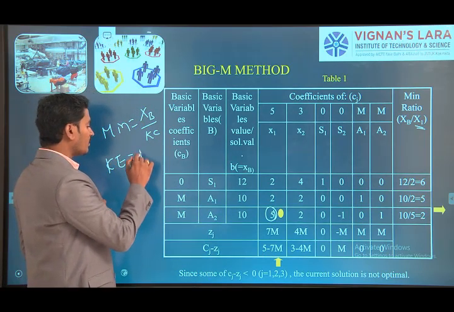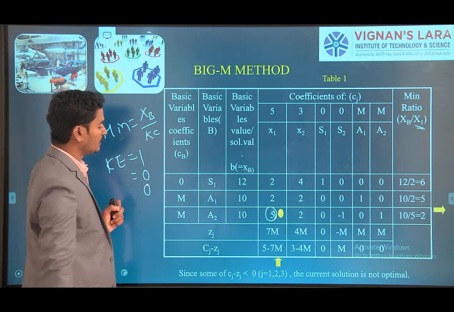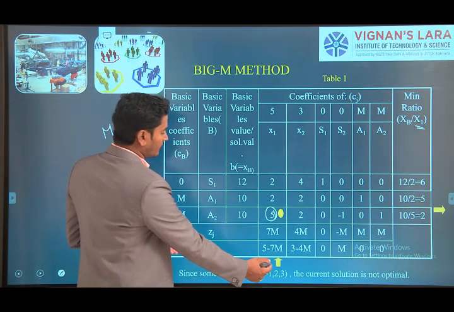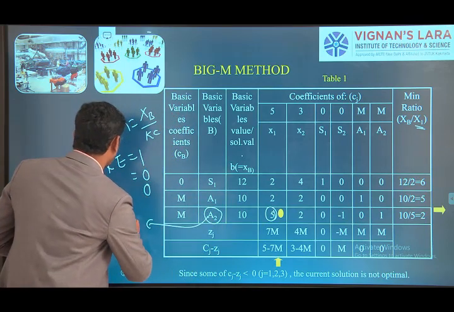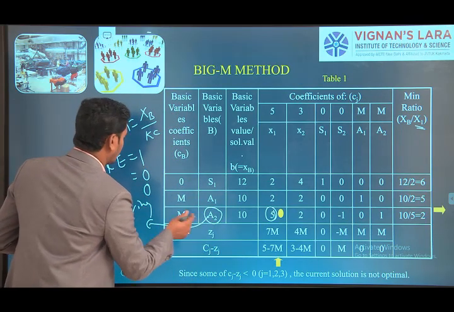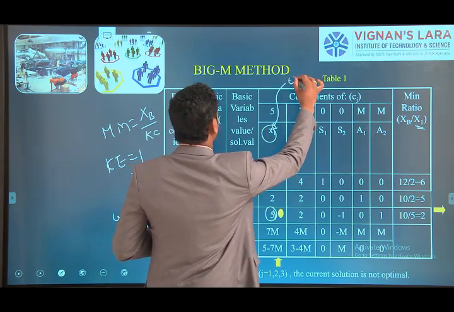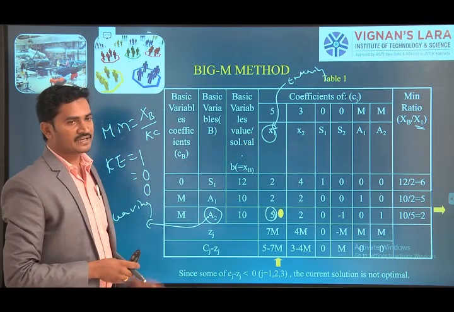Then the remaining values of the key column are converted to 0. Here is one more important point. Here a2 is the leaving variable, which means it is in the key row and key column. Here x1 is the entering variable. For the next iteration, a2 is replaced by x1.